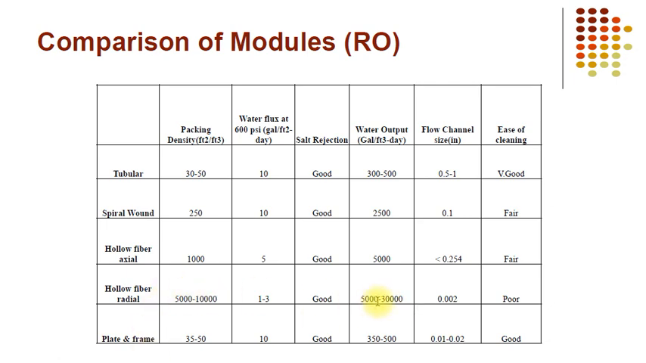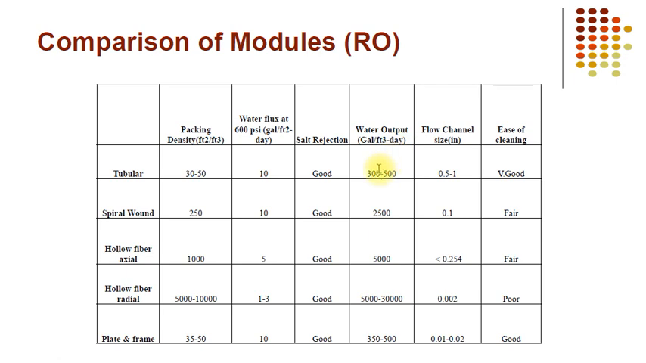Okay, and similarly, from the spiral wound module you have 2500, and from the hollow fiber axial module you have 5000. This is also quite high. So the hollow fiber modules have lesser flux but higher water output capacity. Why? Because the membrane densities are quite high.